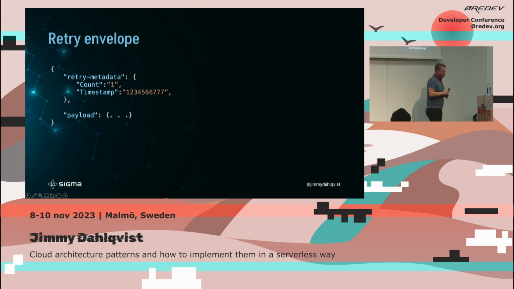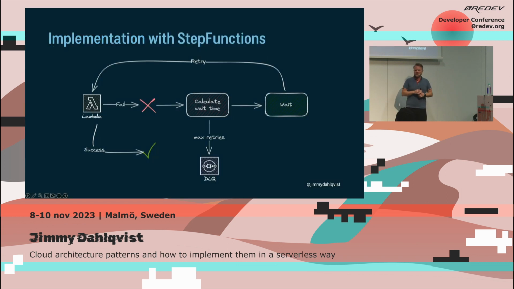When we implement this, I will return now to the retry envelope. Once again, we use the envelope wrapper. That's why we talked about this in the beginning. And we add a section, retry metadata. That retry metadata can contain information about the number of times we have retried this, what the timestamp was the last time we did a retry, or any additional information we want to add. We're going to base our solutions now on this envelope. So if we're going to implement this, let's say we have our Lambda function that calls our scheduling service to schedule a pizza delivery. Once again, we take that and wrap it inside of Step Functions. You will figure out that I love Step Functions. I use it for everything.